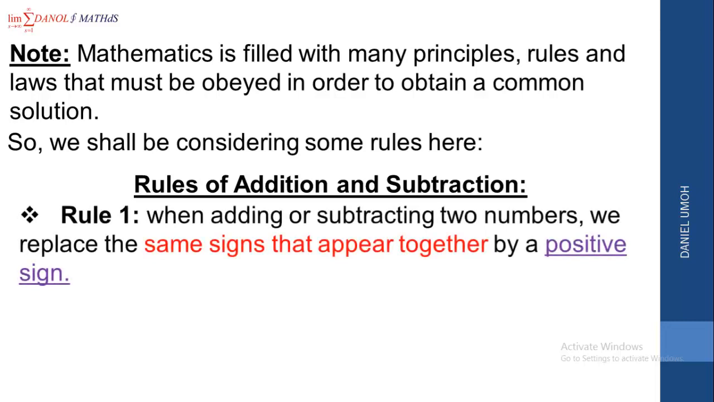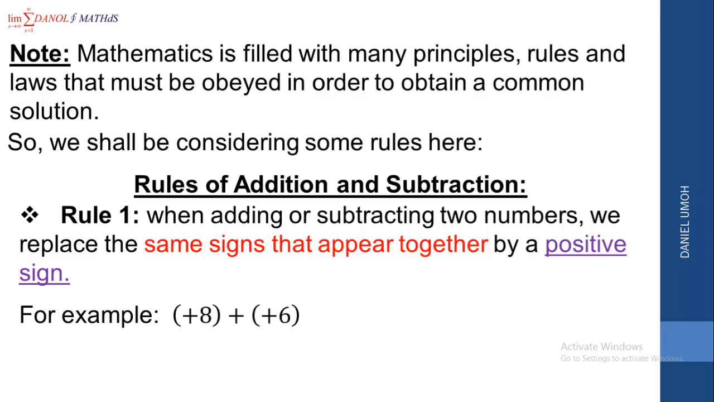Rule 1. Rule 1 states that whenever you are adding or subtracting two numbers, we simply replace the same signs that appear together by a positive sign. Whenever two signs appear together, we simply replace it by a positive sign. I'm emphasizing this fact because it is very, very important. Whenever you are adding or subtracting two numbers, we simply replace the same signs that appear together by a positive sign. See what we mean.